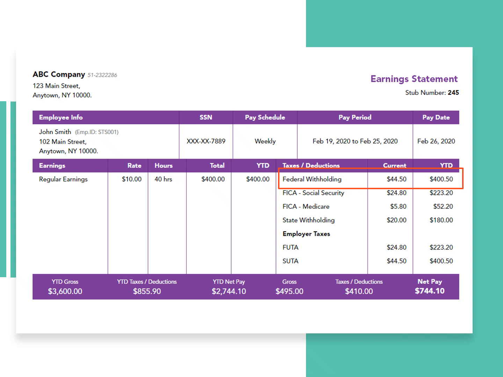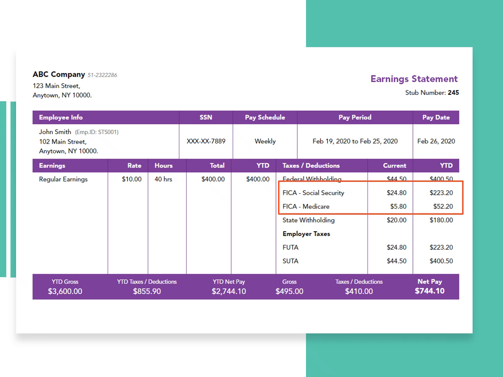Federal income taxes are the largest source of revenue for the U.S. government, and they're used to fund a wide range of programs and services. Roughly 2/3 of federal spending is on mandatory programs like Social Security, Medicare, and Medicaid. The rest is discretionary spending that can be used for things like defense, education, or infrastructure.